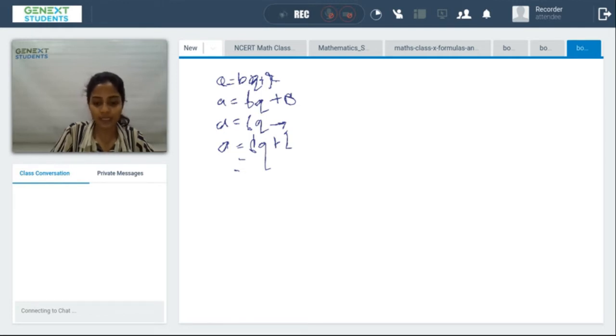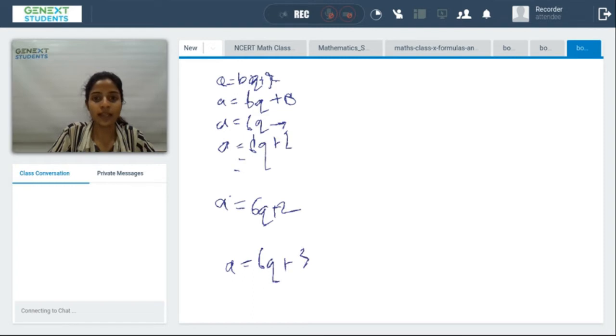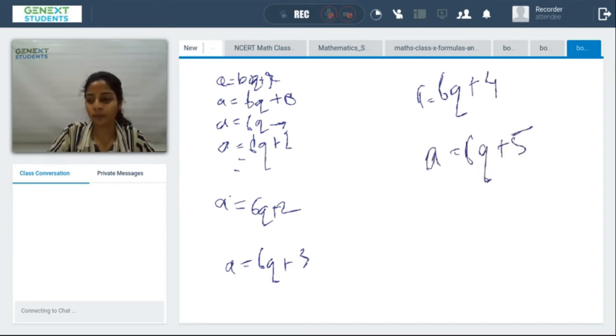Okay. So next case will be this. And then the next again the third one. Okay, the third one will be a equals 6q plus 2. And the fourth case will be a equals 6q plus 3. Likewise, a equals 6q plus 4. a equals 6q plus 5.